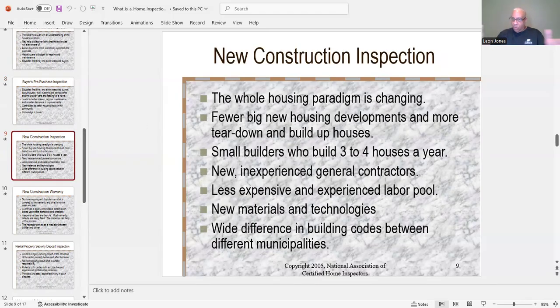Now, the new construction inspection. The whole housing paradigm is changing. Fewer big new housing developments and more tear down and build up houses. Small builders who build three to four houses a year. New, inexperienced general contractors. Less expensive and experienced labor pool. New materials and technology. There is also a wide difference in building codes between municipalities.